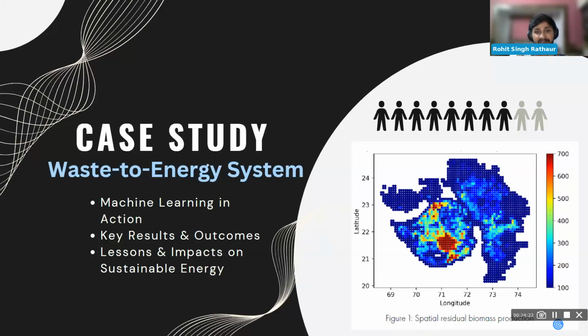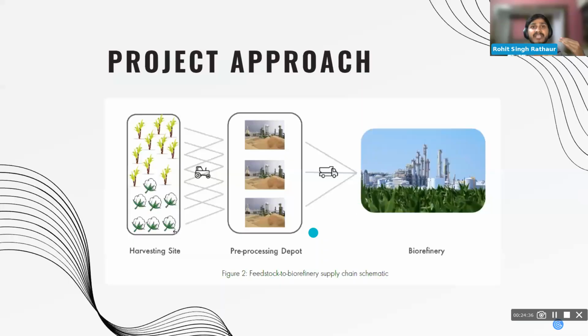Because we will have to do demoisturization and densification into pellets. Then the pellets will be transported. Here, let's say this is our harvesting site, and then we will have to figure out where we will pre-process this harvesting material, and then finally transport it to the biorefinery location.